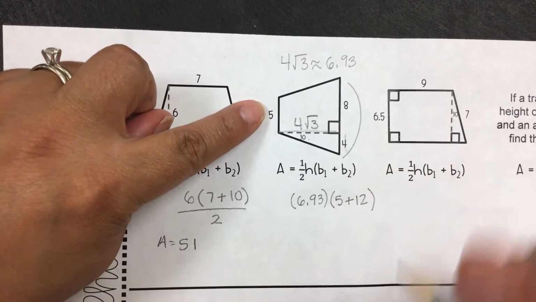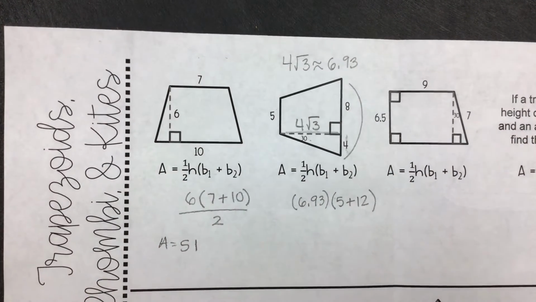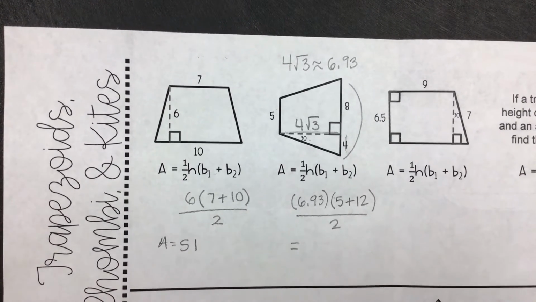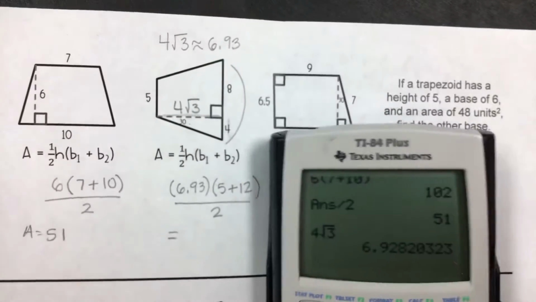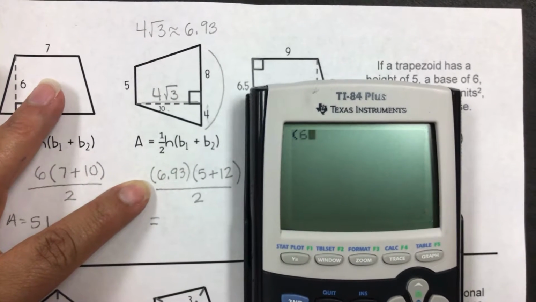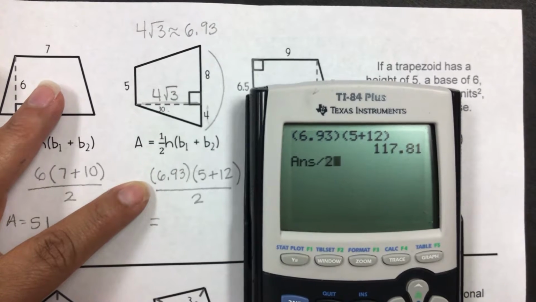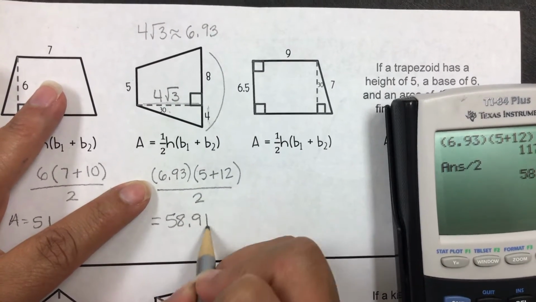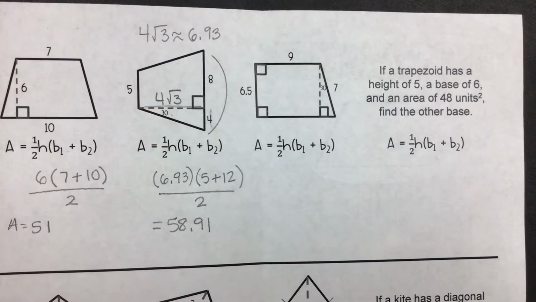If you're not sure what the bases stand for, please let me know and I'll help you. Don't forget to divide by 2. Since there are no variables, we can just go ahead and put it in the calculator. 6.93 times 5 plus 12. Hit enter, then divide by 2. 58.91 would be the area.